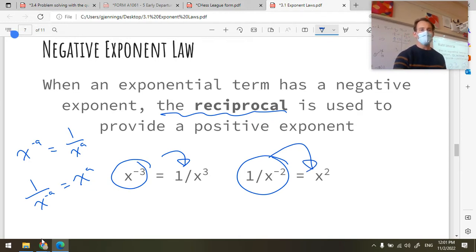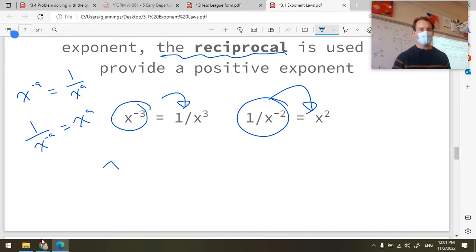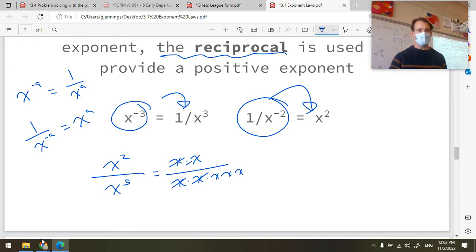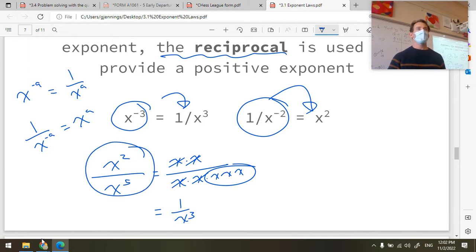Now, why is this happening? Let's take a look at an example. If I had x squared over x to the 5, and I wanted to know what that is, you might be able to see that if I expand this with multiplication, I'm going to end up with 3 uncanceled x's on the bottom. This cancels, that cancels, and 3 uncanceled x's still exist on the bottom. This is 1 over x to the 3. If I used my quotient of powers law or my division law, I would have this as equal to x to the 2 minus 5.